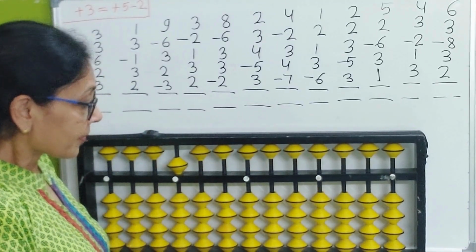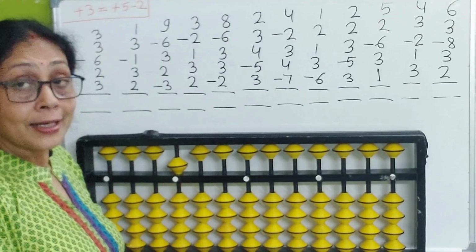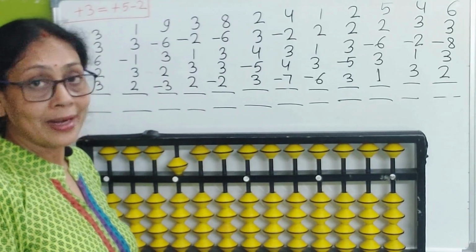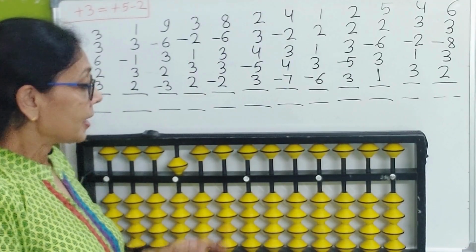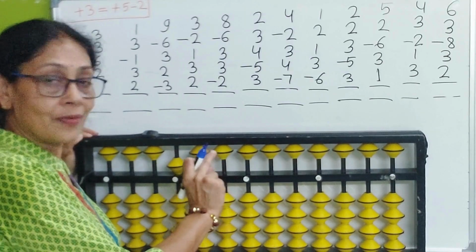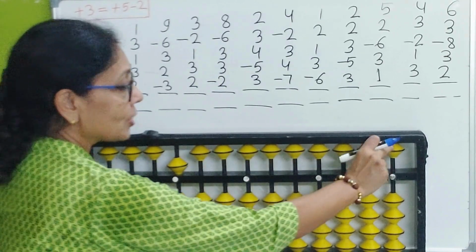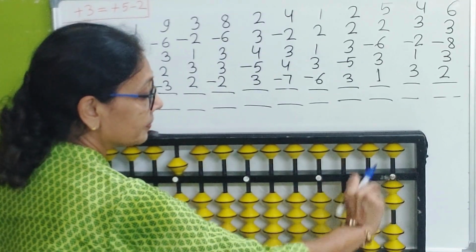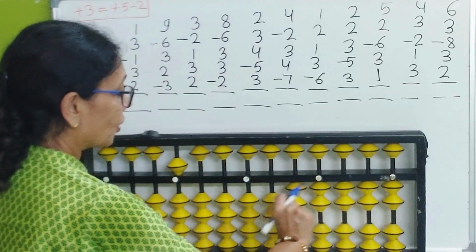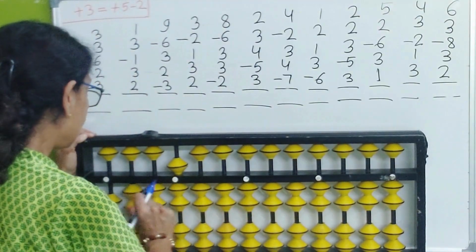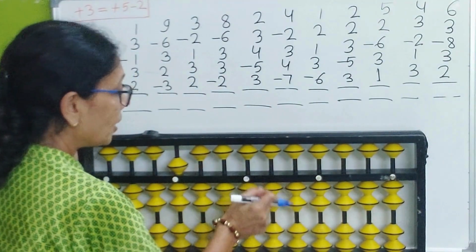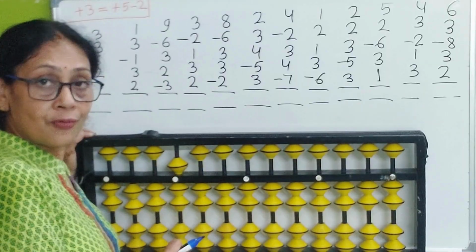Now we have to work on this. First, addition of 3 means friend of 3 is 2. So 2 will vacate this space for 3. Let's practice the formula on this. Assume that these are all beads of the ones rod. You have to set all these beads at 2 and now start the practice of the formula.